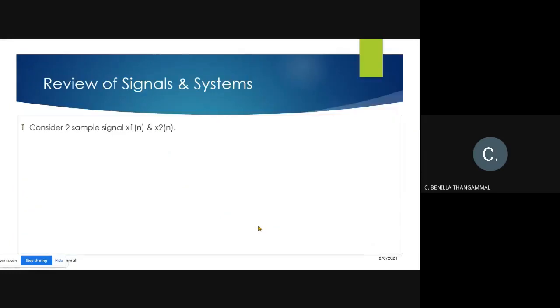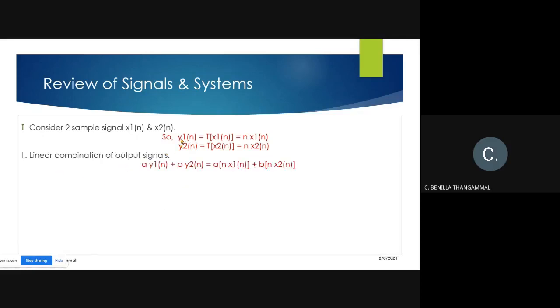First, you have to get your two samples of your input, x1 of n and x2 of n. So your y1 of n is nothing but n times of your input. Your output is nothing but n times of your input as per the statement. The linear combination of your output signals will be A into y1 of n plus B into y2 of n, is equal to A into n into x1 of n. Replace your y1 of n and replace your y2 of n as n into x2 of n. So I can get it as A into n into x1 of n plus B into n into x2 of n. Next step is to calculate the linear combination of your input signals.